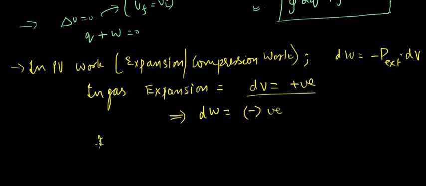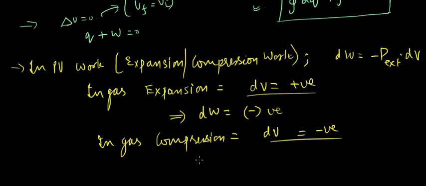And in gas compression we can say that dV would be negative, hence this implies that dW would be positive. Why? Because this is minus P external dV, and as dV is negative, dW would be positive.